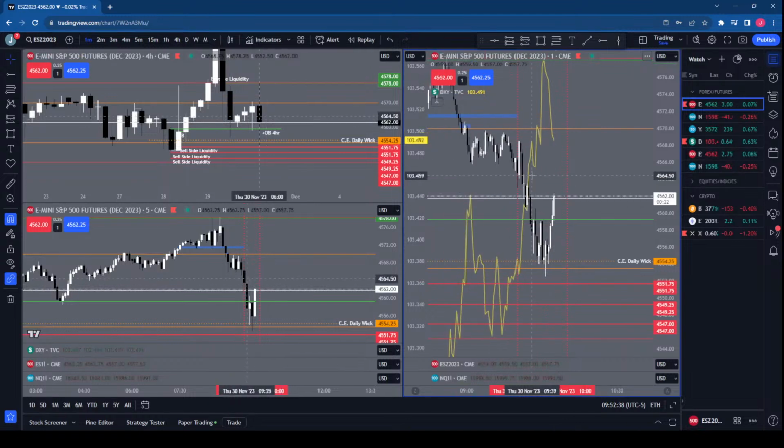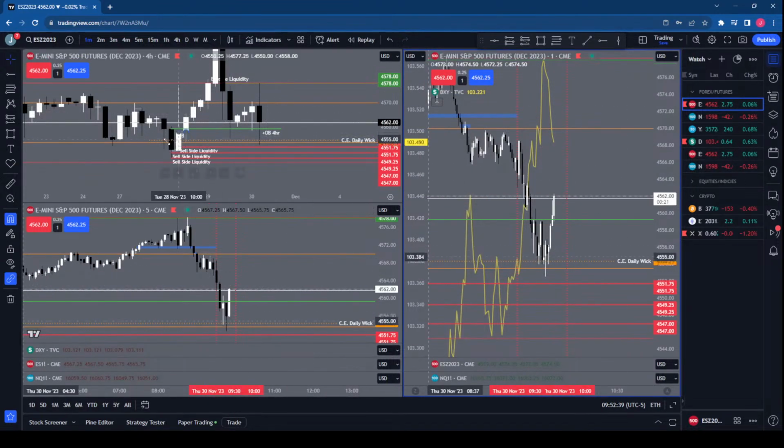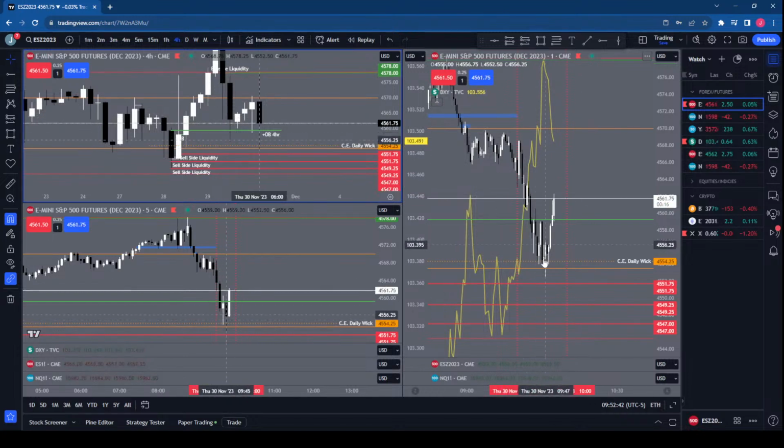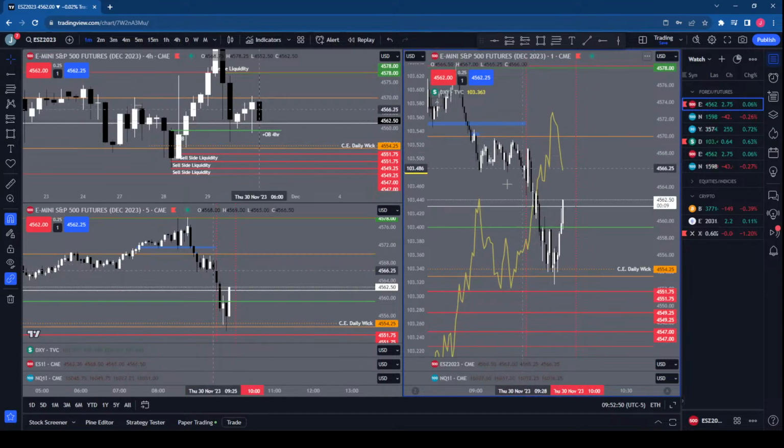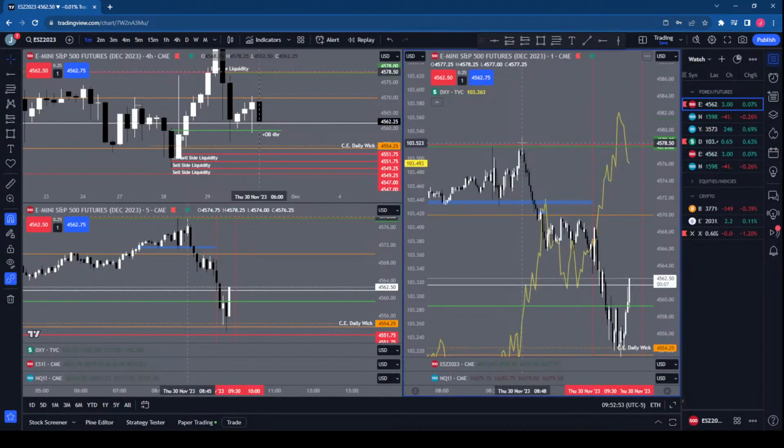And it's at consequent encroachment of a daily wick, strong level. I like this as a bottom right now. As long as the dollar keeps going lower, I think we'll start to run buy side. I think we could get all the way up to here.